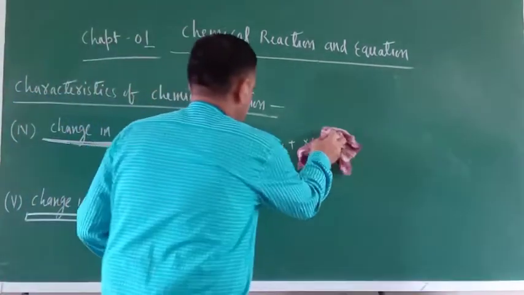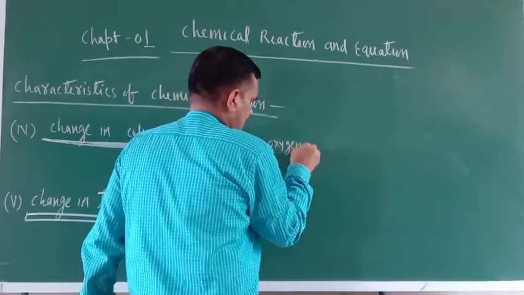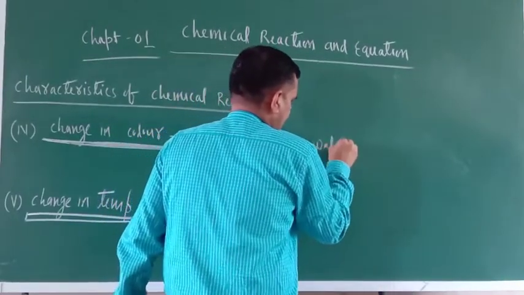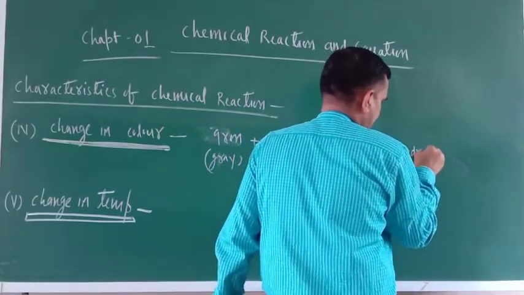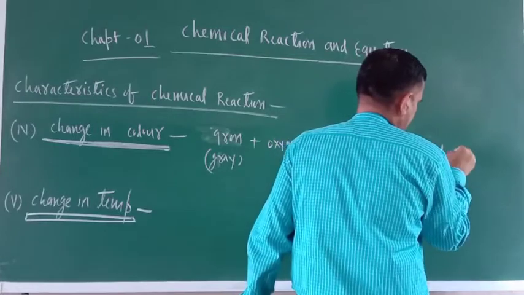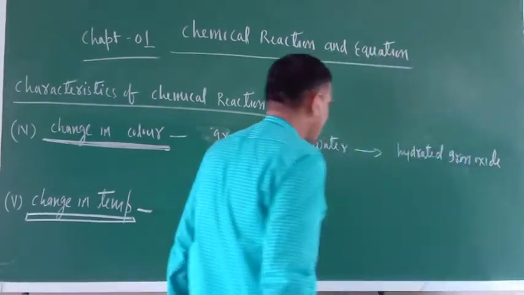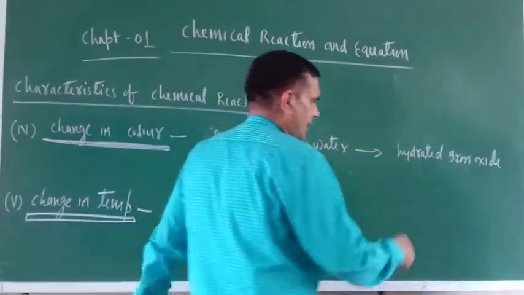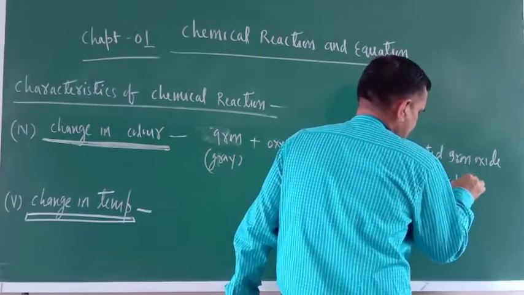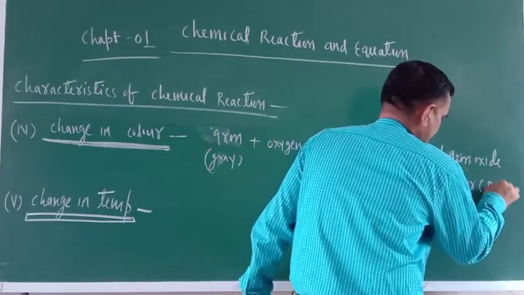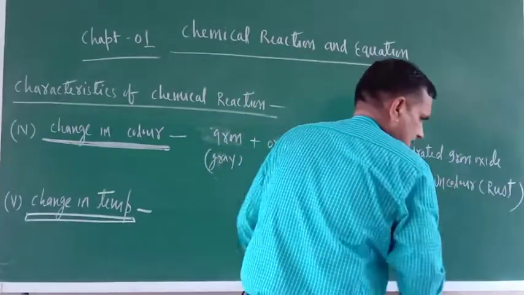Here, oxygen. And here, water. So here what is there? Hydrated iron oxide. So this is gray color and this is brown flakes, a brown color substance. This is only rust.